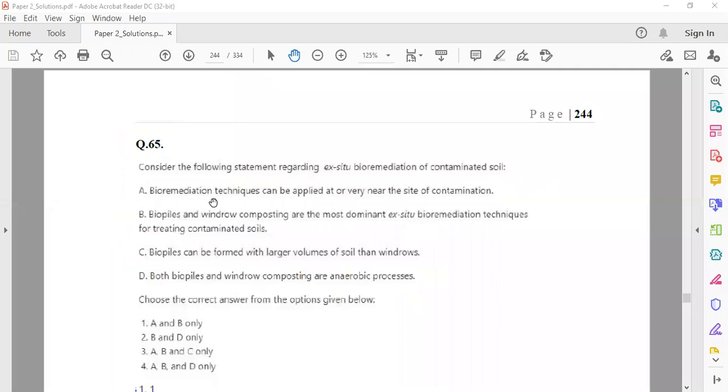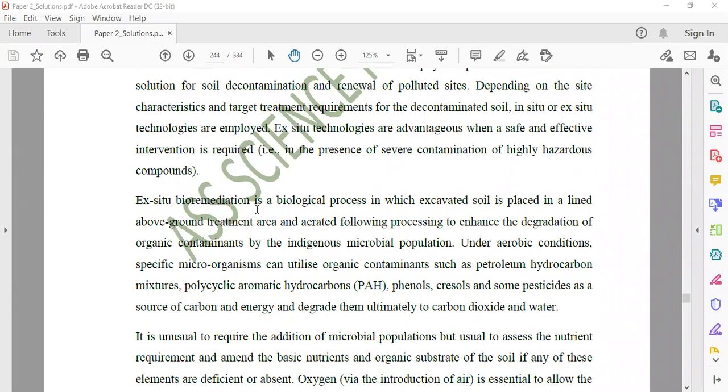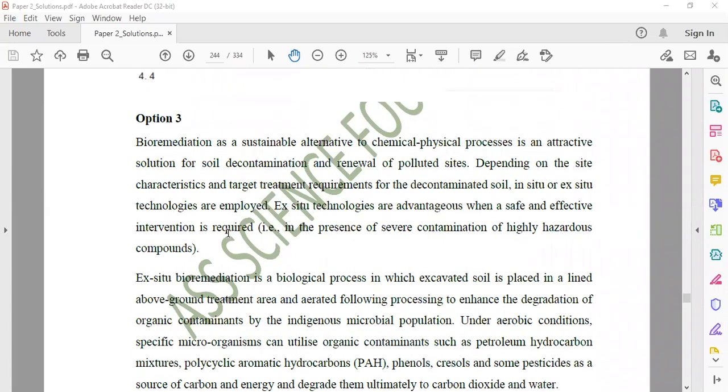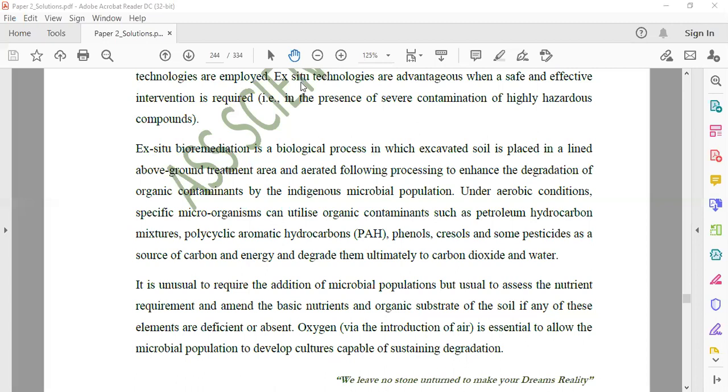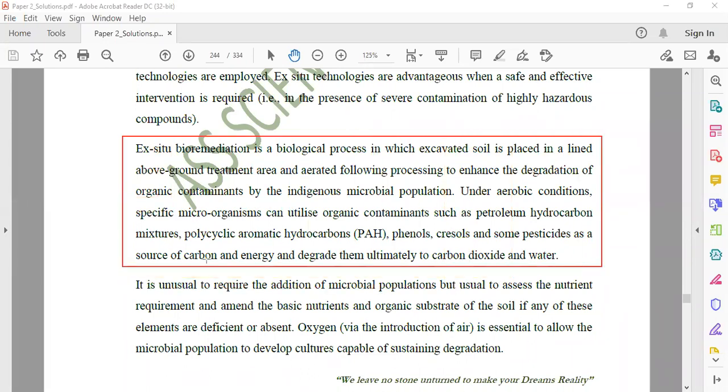Now we are going to discuss some of the details of these, and especially ex situ. So there are two types of bioremediation technology, in situ and ex situ. And we will be discussing ex situ because here they have asked about ex situ only. Ex situ bioremediation is a biological process in which excavated soil is placed in a lined above-ground treatment area and aerated.